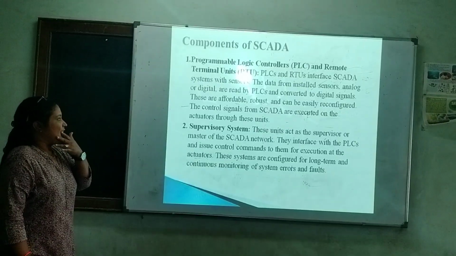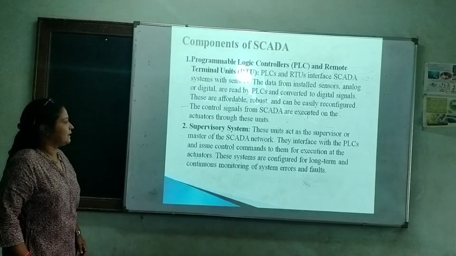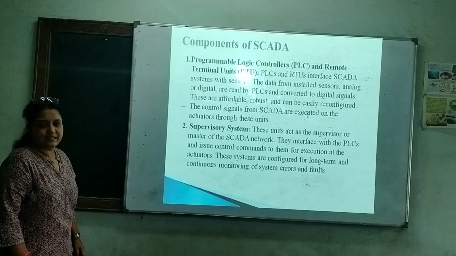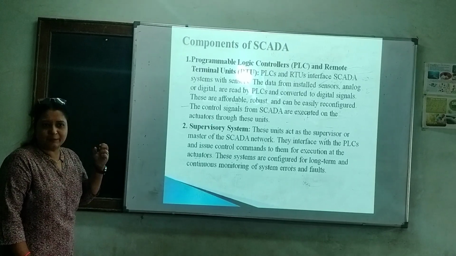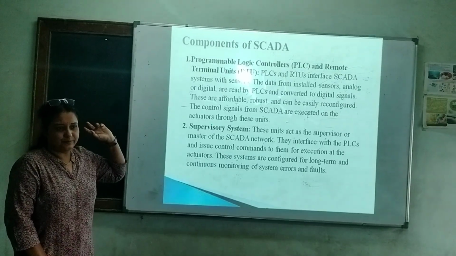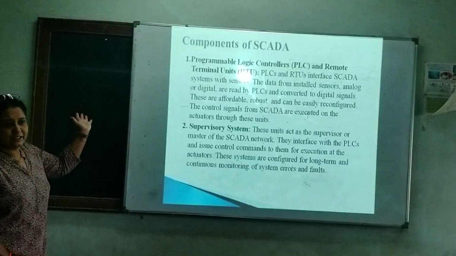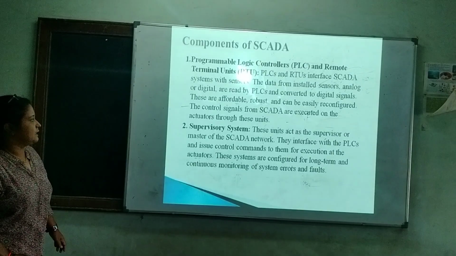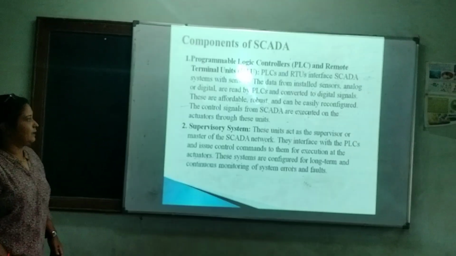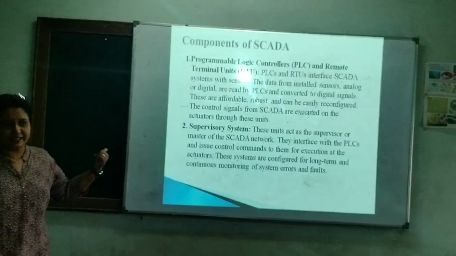Okay. And here, SCADA system with sensors: the data from the installed sensors, analog or digital, are read by the PLCs and converted to digital signals. The data the PLC collects from the sensor may be either in the form of analog or digital, and ultimately it is converted into a digitalized format. Okay, and these are given to the particular human machine interface. What is the advantage here? They are affordable, robust, and can easily be reconfigured. The cost is less here, and programming is very easy here.